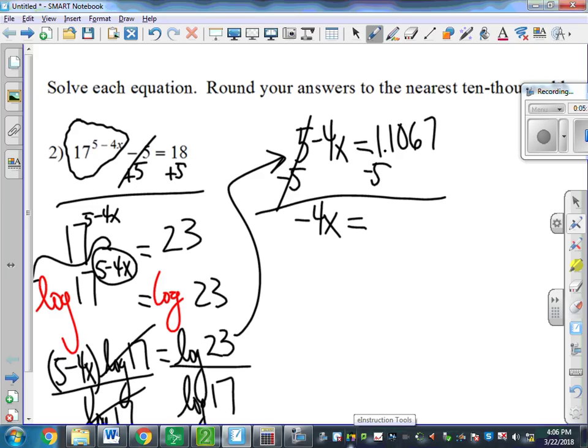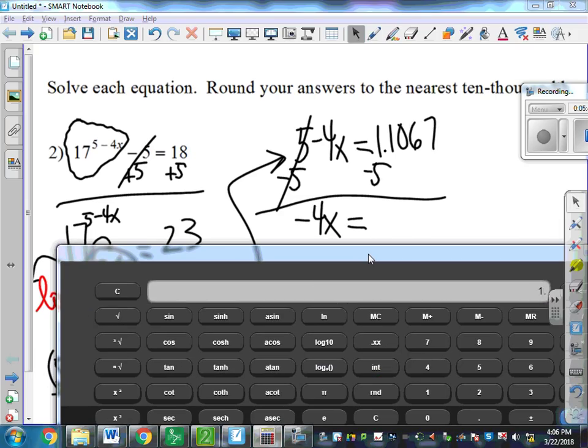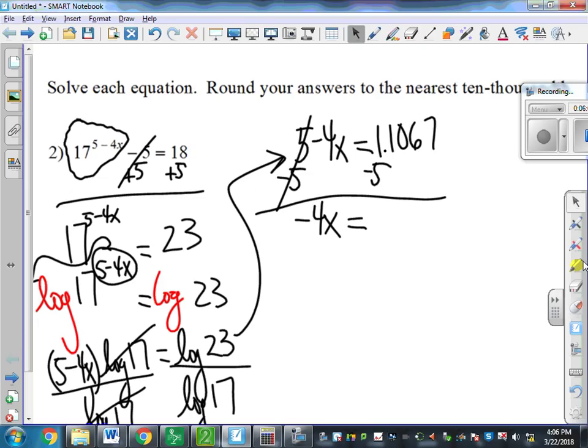And 1.1067 minus 5, your guess is as good as mine. I'm really tired and I don't feel like doing math in my head right now. So we're just going to use the calculator to do that. Now, I do want to say, just on the side, that you should be able to do these calculations by hand if you didn't have a calculator. The calculator is for efficiency, not a crutch. Negative 3.89. Oh no. Hey, come back, calculator, I need you.